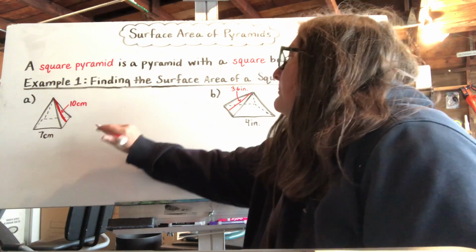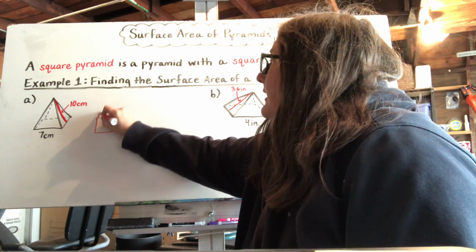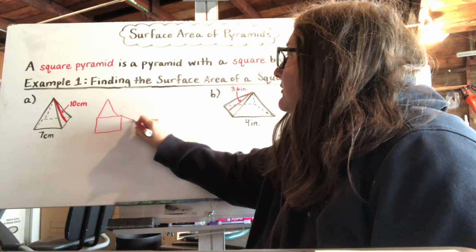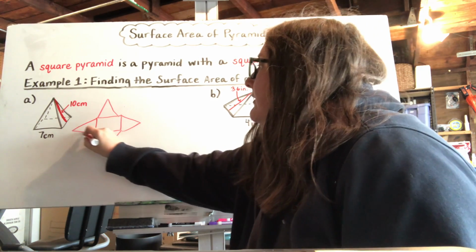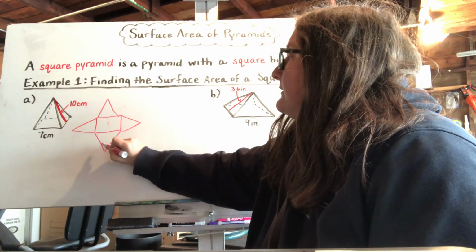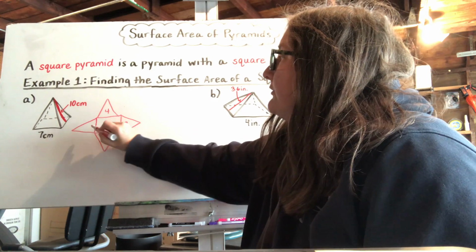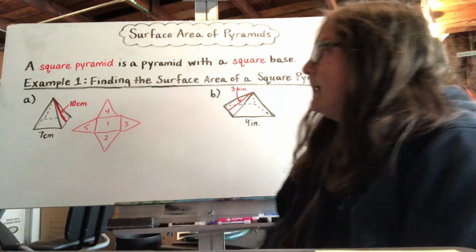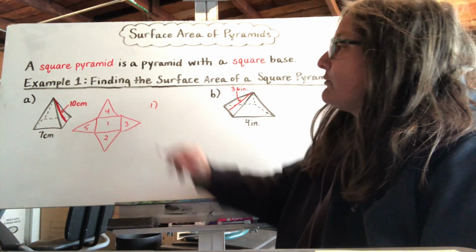So I see a square base here, so I'm going to draw my square base and then my four triangles off of each side of my base. Okay? Now I'm going to label my base and all of my sides here. I've got 5 total sides. I'm going to find the area of each of these sides. First, I'm going to do the square.